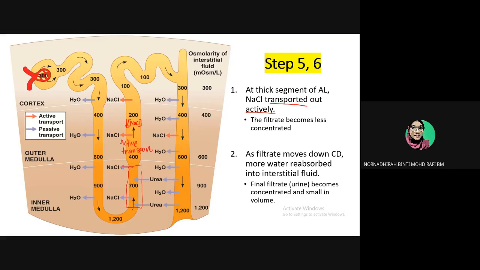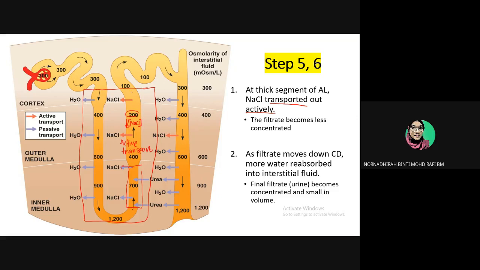Okay, so itulah conclusion dia. So what will happen? Okay, dia tak cerita sampai habis pun sebab we focus on loop of Henle. Okay, we focus on loop of Henle. So what will happen to the filtrate as it moves up the ascending limb?